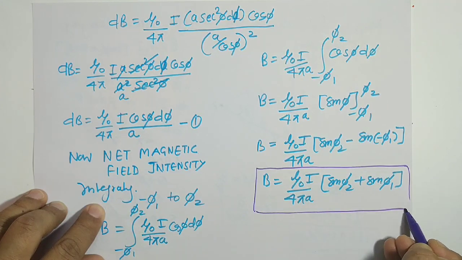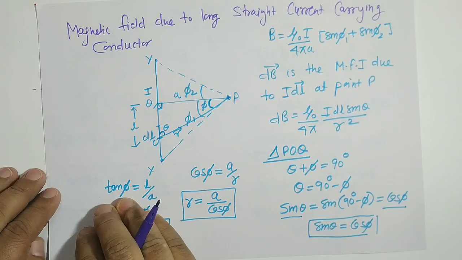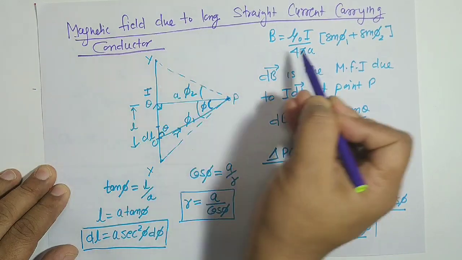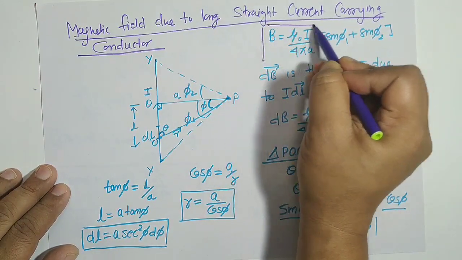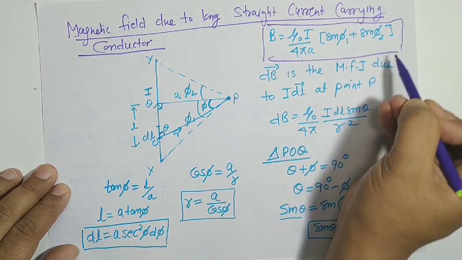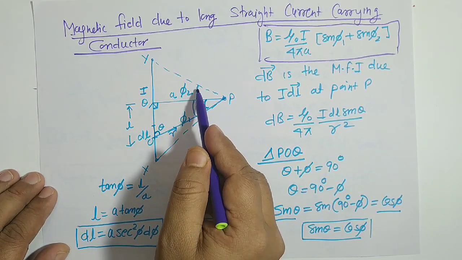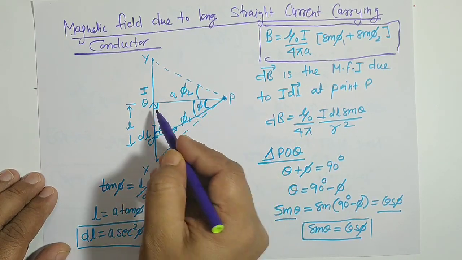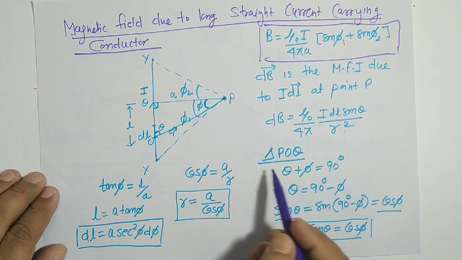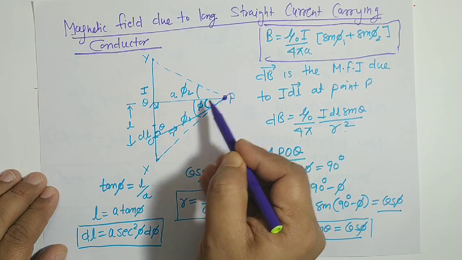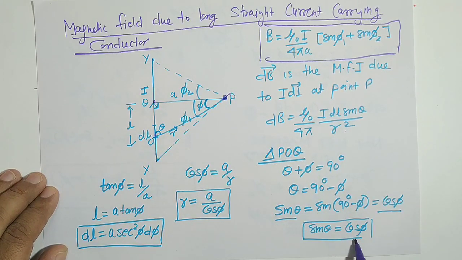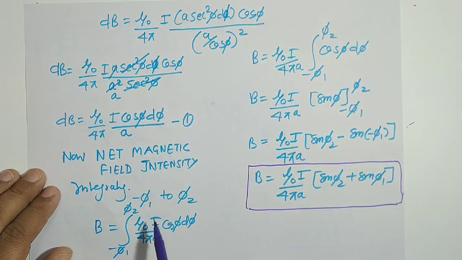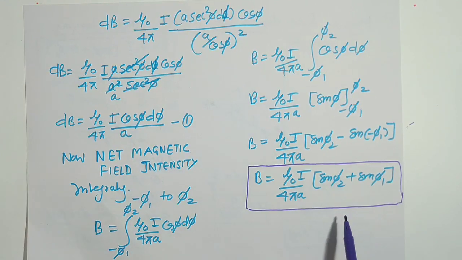Very, very important: the magnetic field due to a current carrying straight conductor. It is B equal to mu naught I by 4 pi A, sine phi 1 plus sine phi 2. How did you get it? You know that at the two ends of the conductor, the upper angle is phi 2 and the lower is phi 1. Then you took an element, this R, then there is a theta, the inner angle phi, and the perpendicular distance A. Do you know this triangle POQ is very important? From there you got sine theta, R and dL in terms of phi. Then you put it here and integrate in the limits from minus phi 1 to phi 2, and you will get this expression.